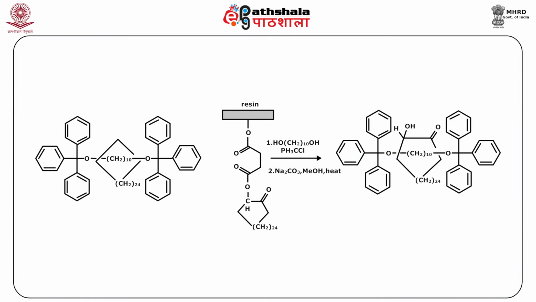Now you can see this in the scheme given to you here in the figure, that is a statistical rotaxane synthesis. First is the product from the solution and second is from the analog prepared in higher yield, that is 6%, on a solid support that is called a resin.